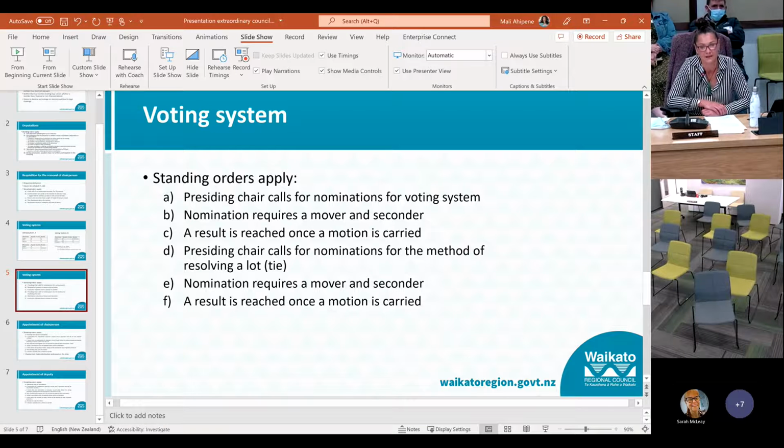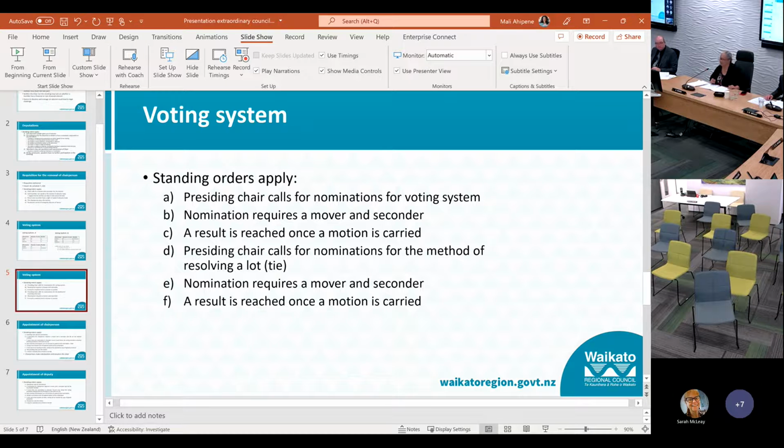So open to questions on what Marley has outlined. Anybody? You have a question? Oh, no question, but just happy to move the voting system.